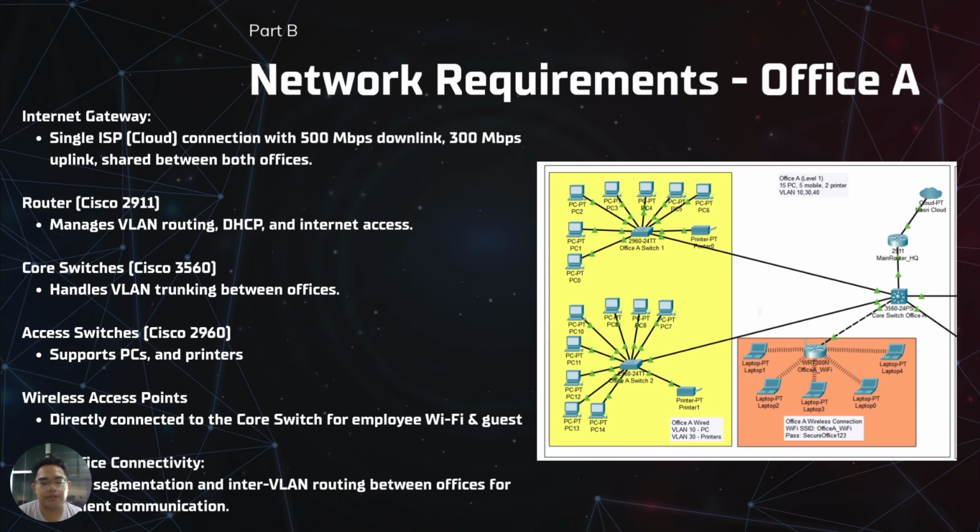So, for instance, for employees in Office A, the PC is set to VLAN 10, whereas the printer is set to VLAN 30. As for the guest Wi-Fi, we set it to VLAN 40. By using different VLANs, we ensure that guests can only use the guest Wi-Fi.